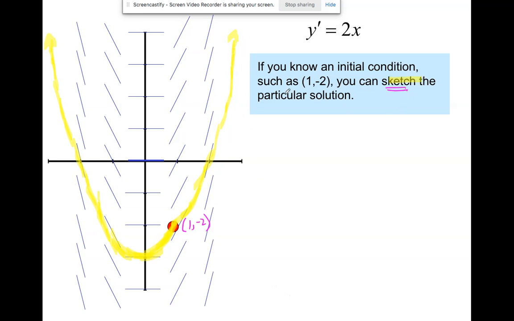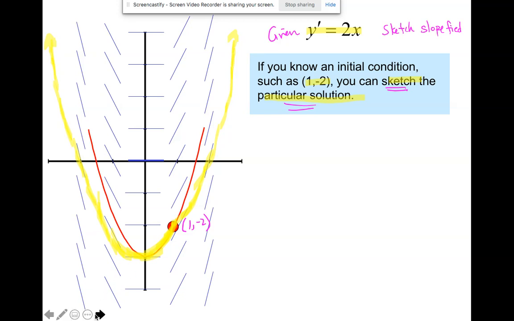That's me sketching the particular solution through the initial condition. Given the derivative, and I generated a slope field. So given the derivative, sketch a slope field, sketch the initial condition, or sketch the solution with the given 1, -2. This time they didn't ask you to interpret.